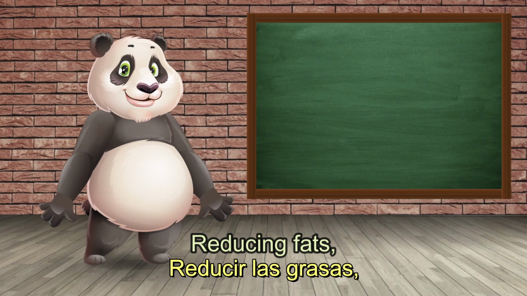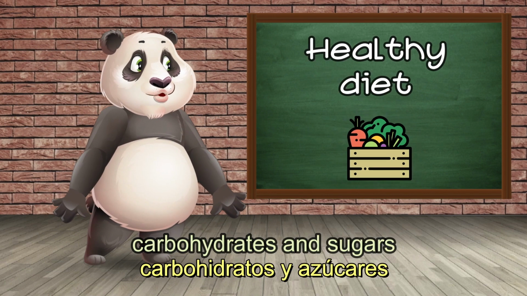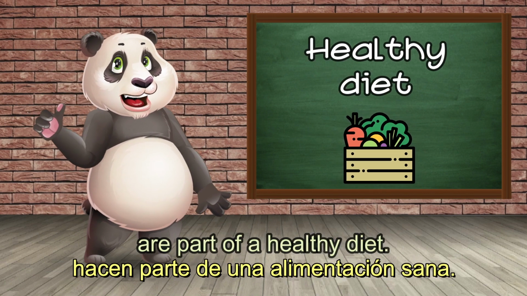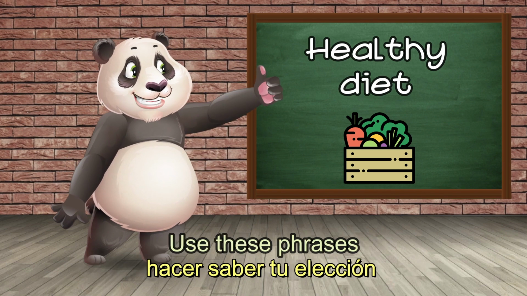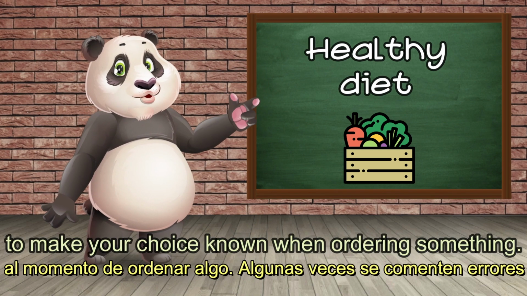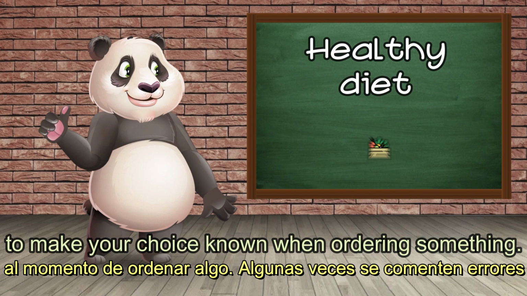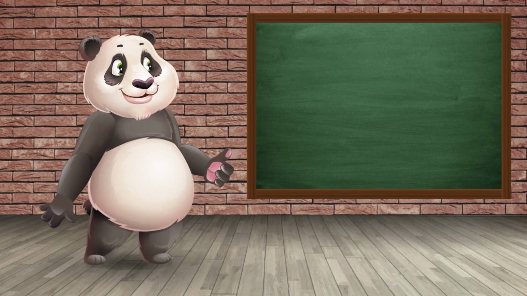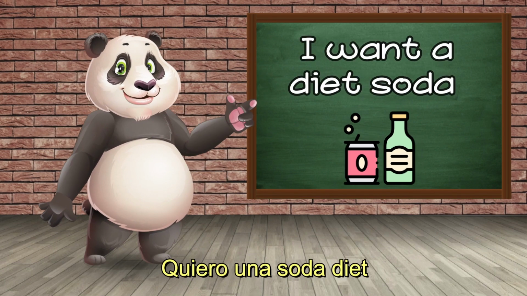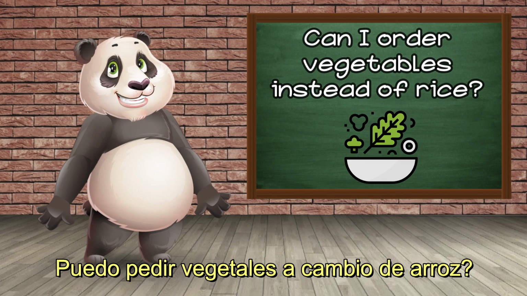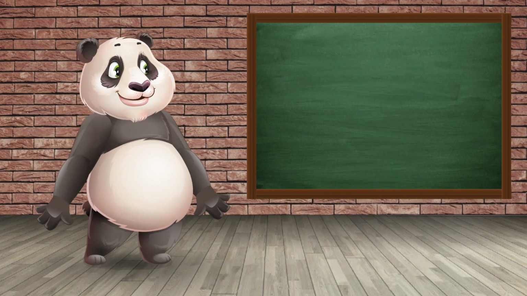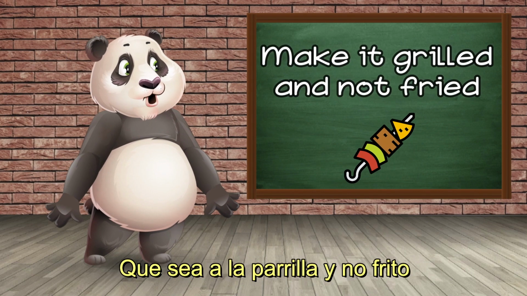Reducing fats, carbohydrates, and sugars are part of a healthy diet. Use these phrases to make your choice known when ordering something. For example, I want a diet soda. I order vegetables instead of rice. Make it grilled and not fried.